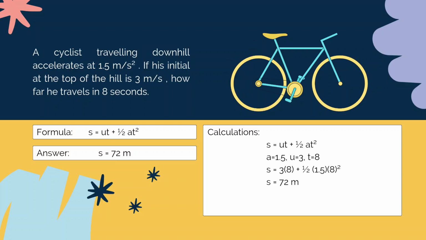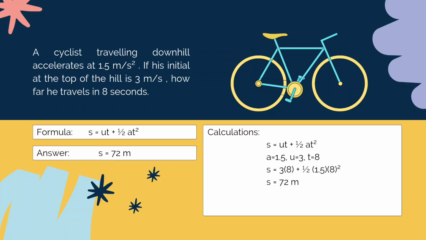Next, let's take a look at a practical word problem involving uniform acceleration. As you can see on the slide, we have a cyclist traveling downhill. We are given a few pieces of information. First, he is accelerating at a rate of 1.5 meters per second squared. His initial velocity at the top of the hill is 3 meters per second. And we want to find out exactly how far he travels over a time period of 8 seconds.